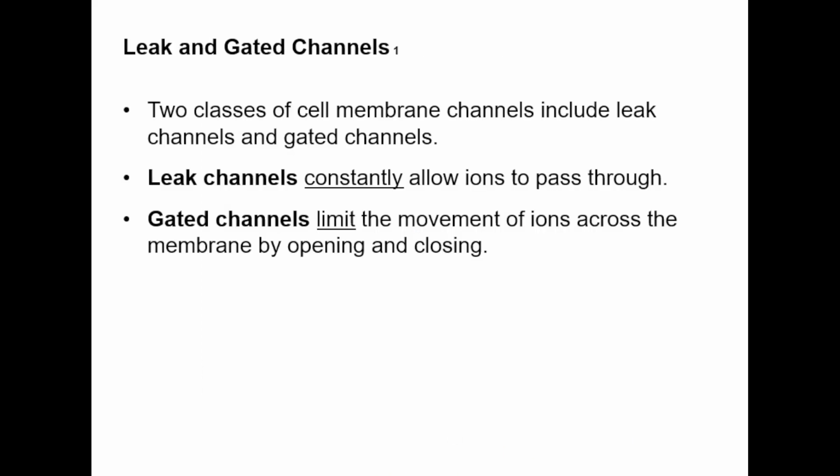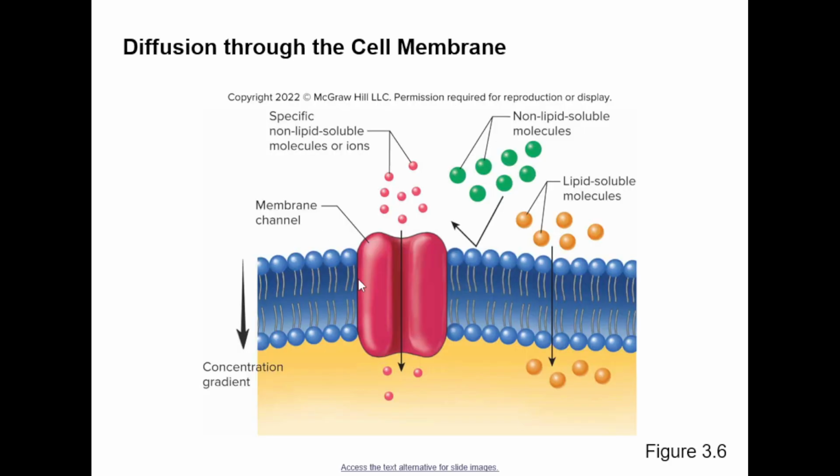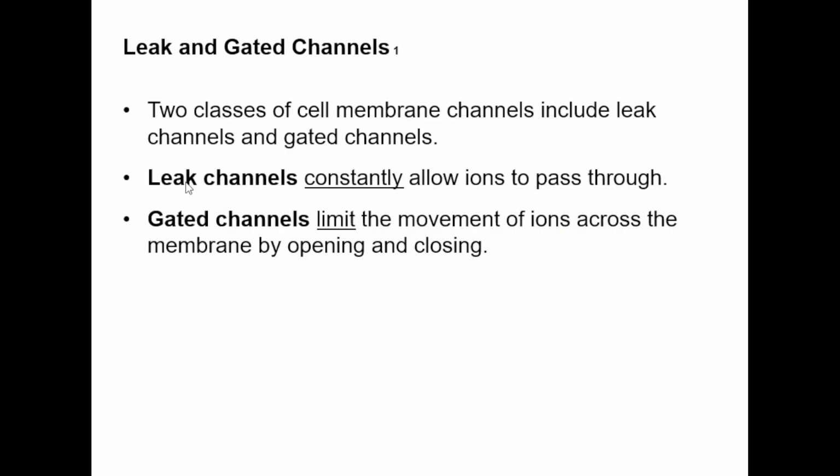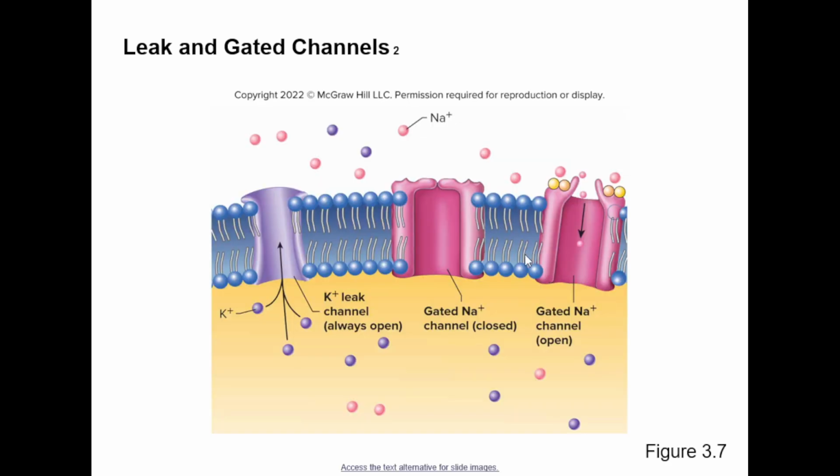There are two types of membrane channels. First are the leak channels, and second are your gated channels. Leak channels are constantly open and constantly allow ions to pass through, while gated channels may gate. It limits the movement of ions depending on when they are opened and when they are closed. So, let's look at it.